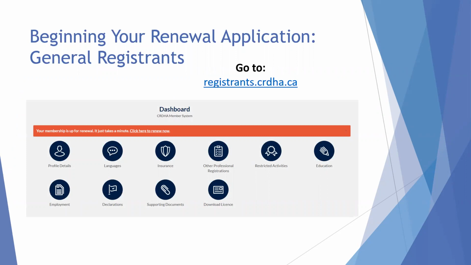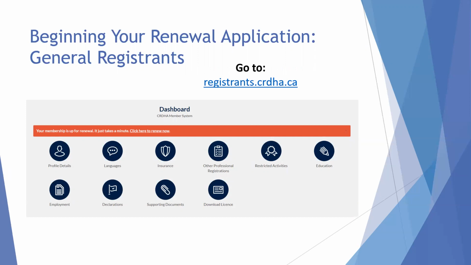If you see the message, your membership is up for renewal, it just takes a minute. Click here to renew now. You can click the message to start your renewal application. Make sure that before you've done this, you've entered your CPR and practice hours. Your renewal application will not be accepted without HCP or BLS level CPR taken within the last 12 months and your 2020-2021 practice hours, unless your 3-year reporting period begins in 2021.